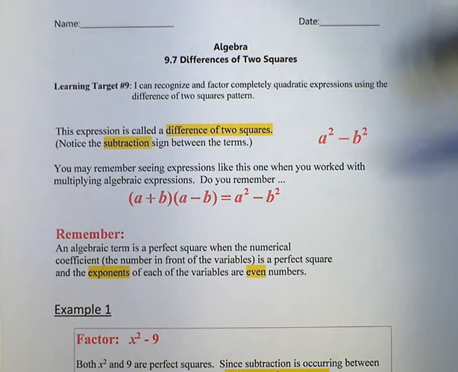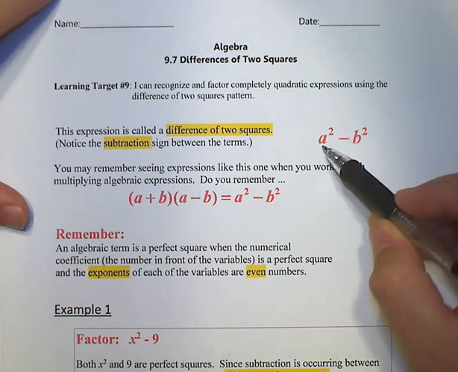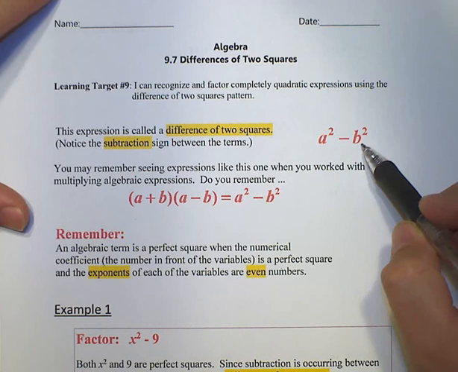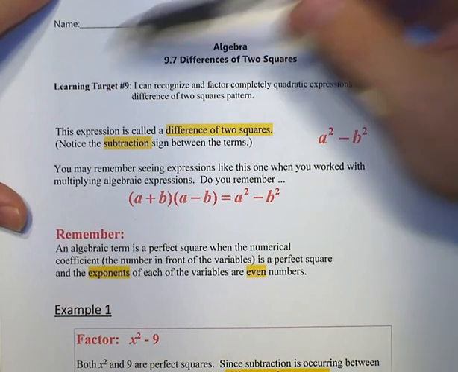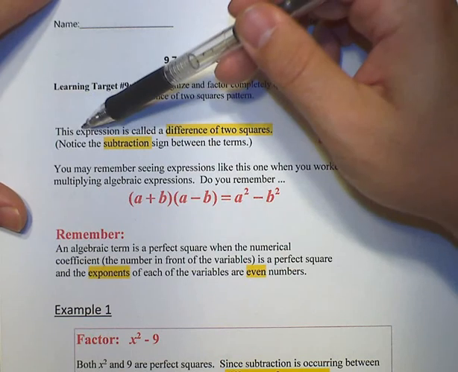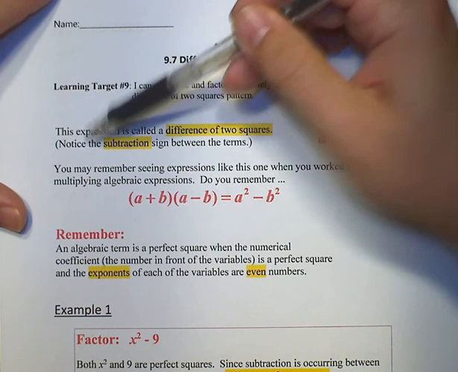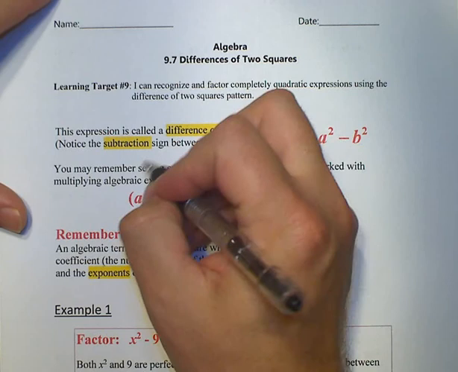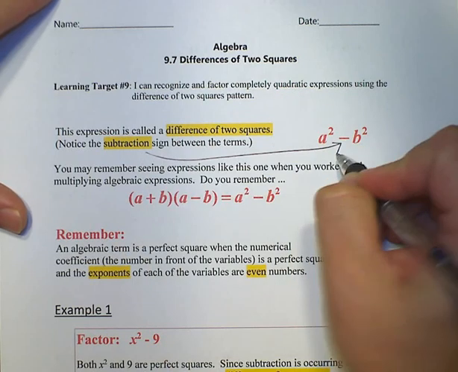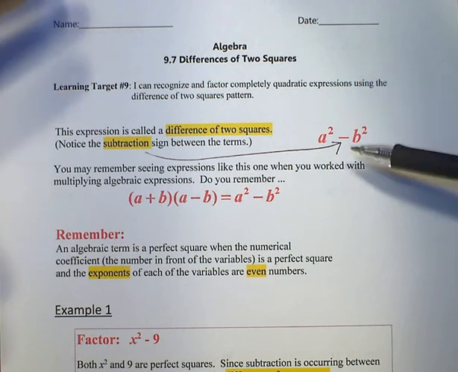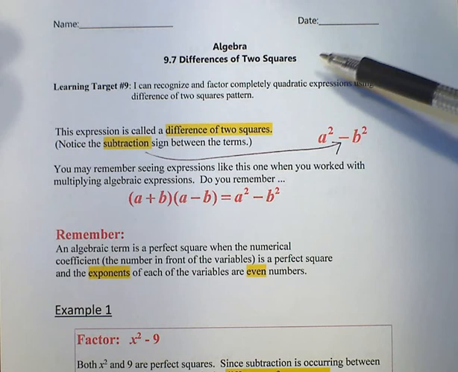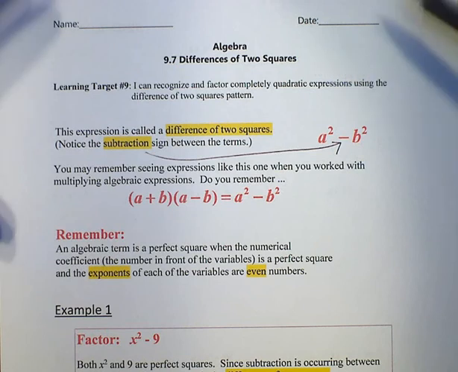It is just a shortcut to help you factor something that has two squares, okay, a squared and b squared, and it has subtraction. Alright, so remember that the expression is called a difference of two squares. Notice we have this subtraction in the middle. So if we notice that subtraction, we know we can apply this kind of shortcut. Alright, I need the subtraction and two squares.